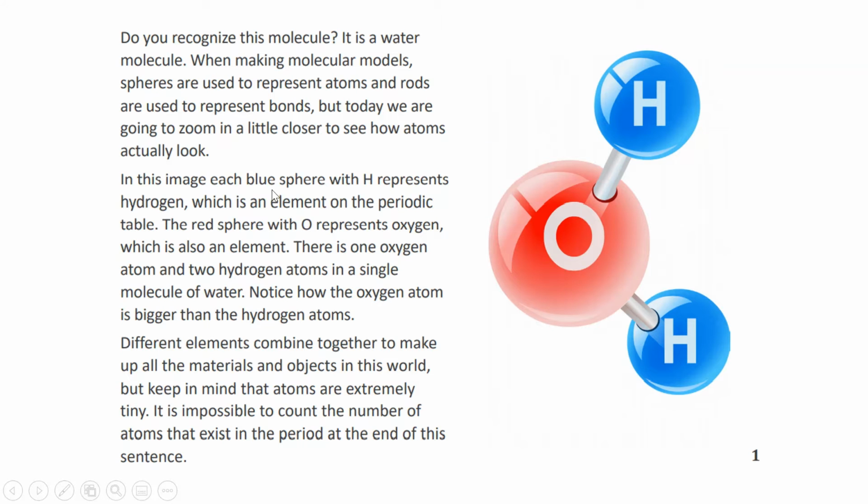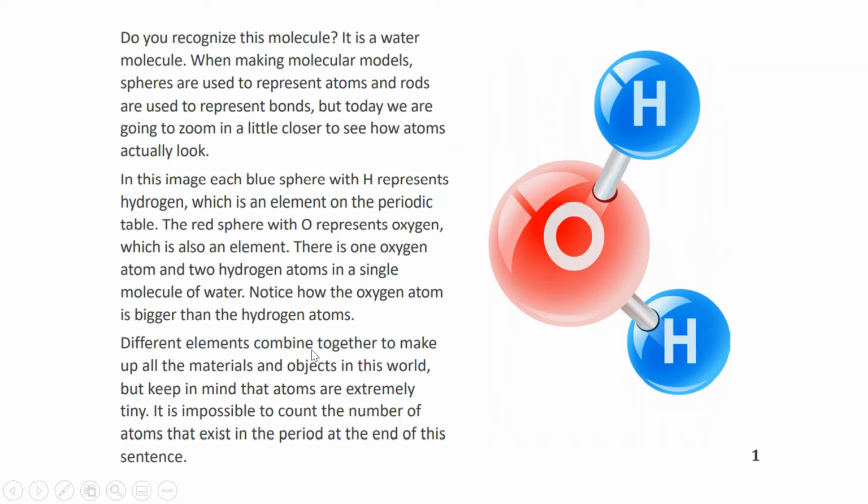In this image, each blue sphere with H represents hydrogen, which is an element on the periodic table. The red sphere with O represents oxygen, which is also an element. There is one oxygen atom and two hydrogen atoms in a single molecule of water. Notice how the oxygen atom is bigger than the hydrogen atoms.